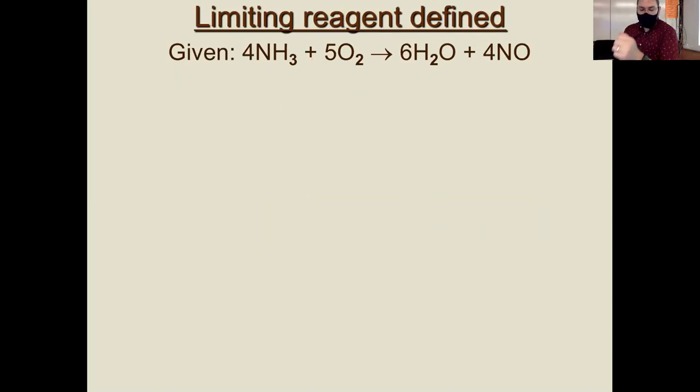To make each reaction go, you need 4 ammonias and 5 oxygens. So the ratio of ammonia to oxygen is 4 to 5. Much like for a tricycle, the ratio of wheels to pedals is 3 to 2. You need 3 wheels for every 2 pedals. For this reaction, you need 4 ammonias, that's the NH3, for every 5 oxygens. And as a result, you would get exactly 6 waters and 4 NOs.